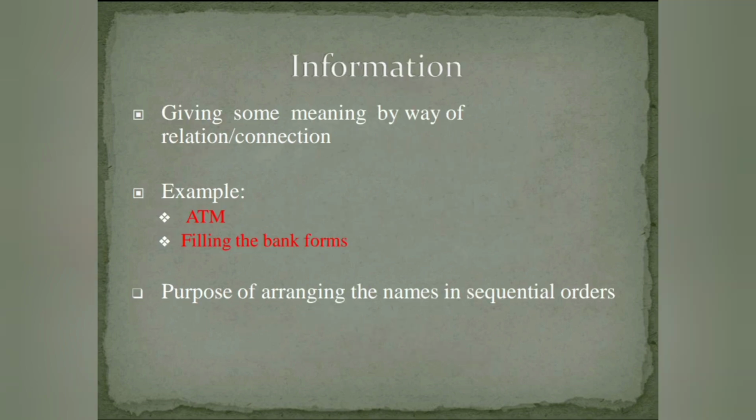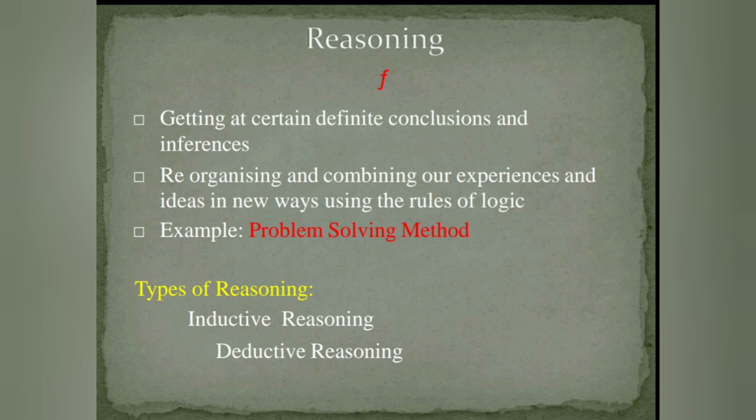And information means something giving some meaning by way of relations or connections. For example, ATM, filling the blank forms, etc. And the purpose of arranging the names in sequential order, it gives the meaning of purpose. Next thing is reasoning. So getting certain definite conclusions and inferences, reorganizing and combining ideas in new ways using rules of logic, etc. For example, problem solving method. So there are two types of reasoning. The one is inductive reasoning and another one is deductive reasoning.